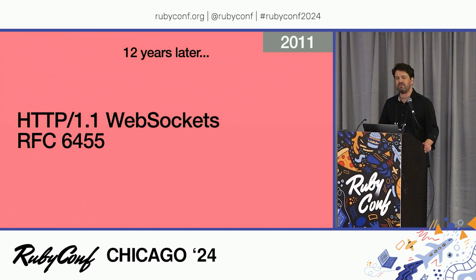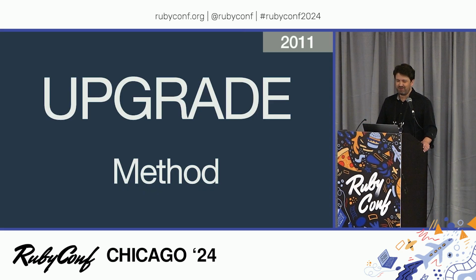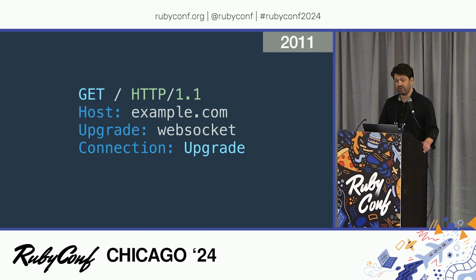So these RFCs are actually pretty good reads. They're not that technical for being technical documents. I guess they are technical. They're as technical as you can get, but they're readable. And what this brings to us in 2011 is the upgrade method, a new method for headers. So we look at a GET request.